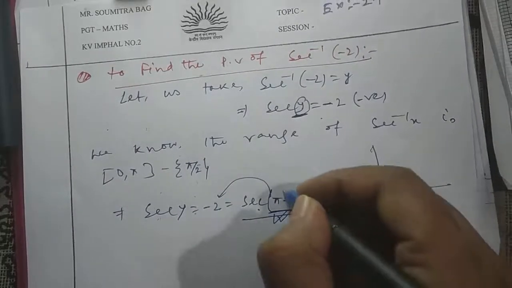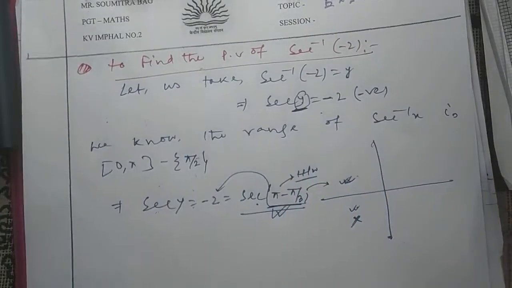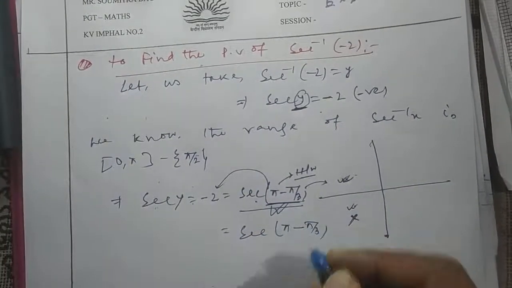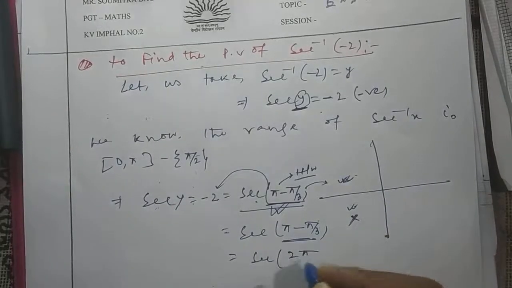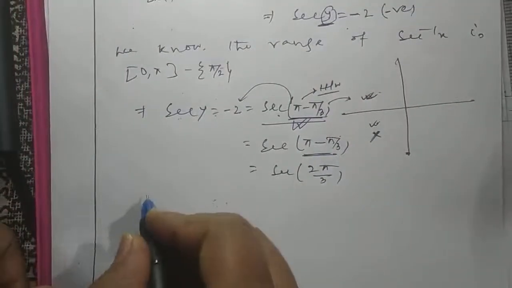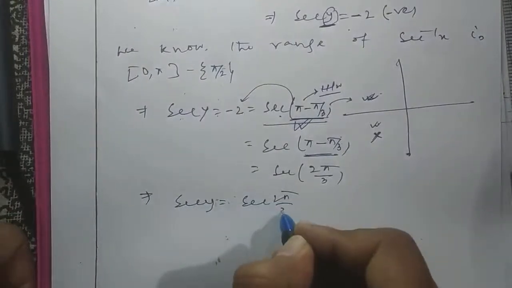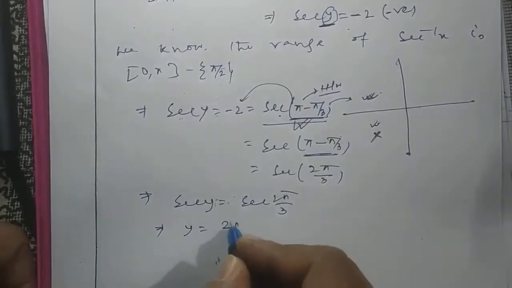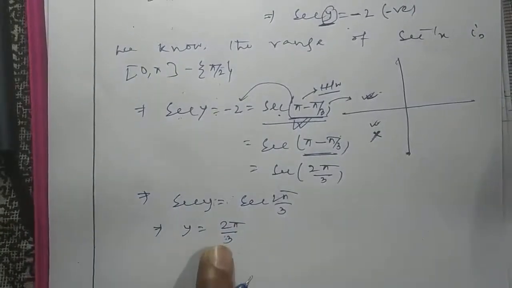So it will be a homework, because we already learned it in class 11, correct? So ultimately we have got sec(pi minus pi by 3) in the second quadrant. Just doing the subtraction, it will be sec(2 pi by 3), correct? So ultimately we have got sec y equal to sec(2 pi by 3). On comparing it, y equal to 2 pi by 3.